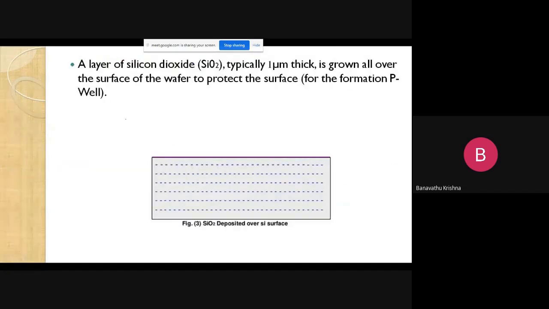And in the second step, a layer of silicon dioxide, SiO2, typically one micrometer thick, is grown all over the surface of the wafer to protect the surface for the formation of the P-well. So this thick silicon dioxide, of 1 micrometer thickness, is grown over the surface for the formation of the P-well.